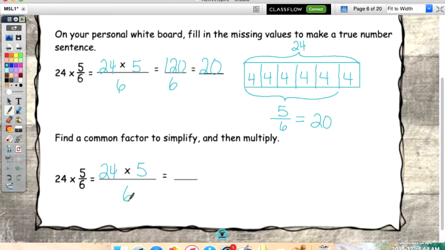24. Yours says 23. It's a typo. Just fix it. I was going too fast, I guess. Okay. So can I divide these both by 6.